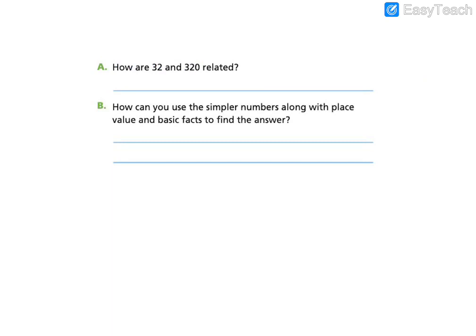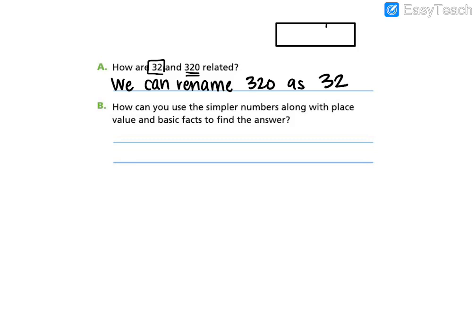So similarly to the lesson we did prior about multiplication, we need to answer how are 32 and 320 related. So we want to think again about how do we rename. So 32 is our smaller number here. How could we rename 320 to include that simple number? So we can rename 320 as 32 what? If you get stuck, think about a place value chart.